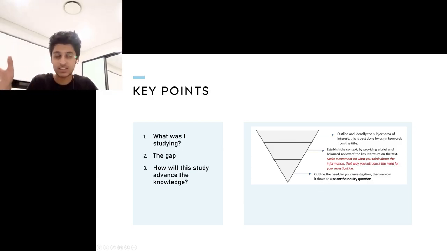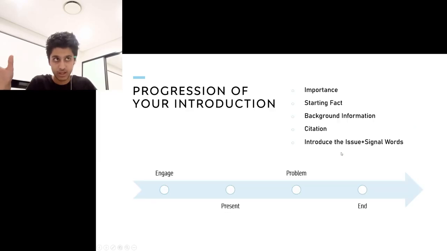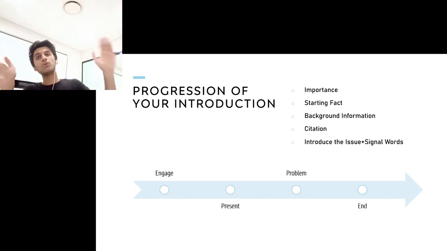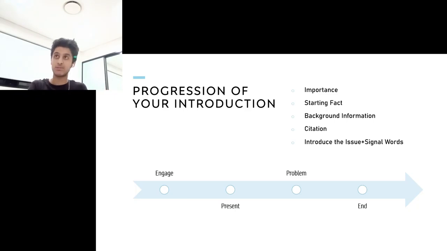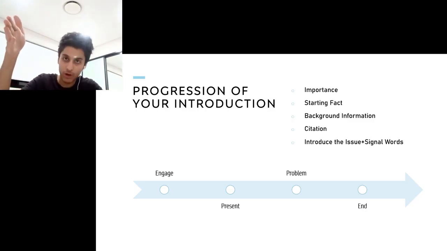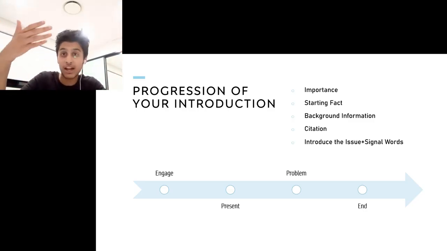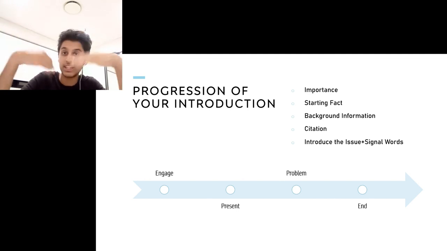So now what do you do next? So now what are the next key points? So here is the progression of your introduction. At the start, you want to engage the reader. So at the start of the introduction, it is important that the opening sentence enables the reader to jump into your paper. So at the start, you want to provide a general statement that everyone knows, and so everyone can relate to it, and then they can start reading the next sentence.